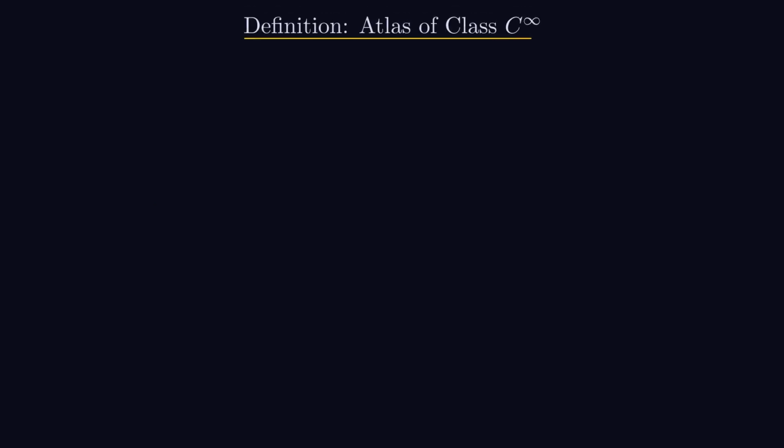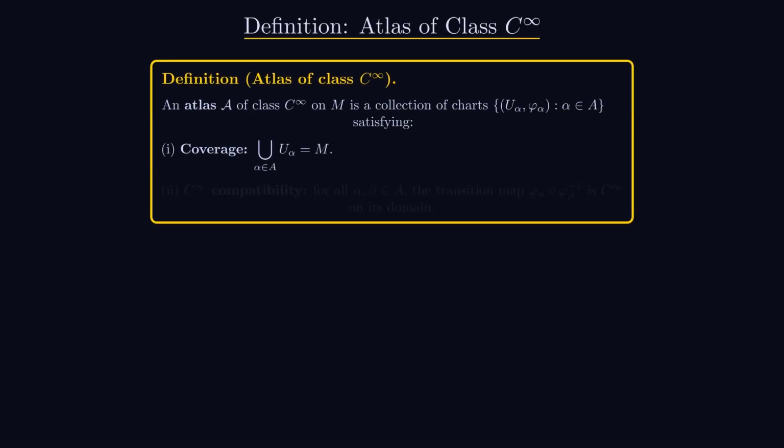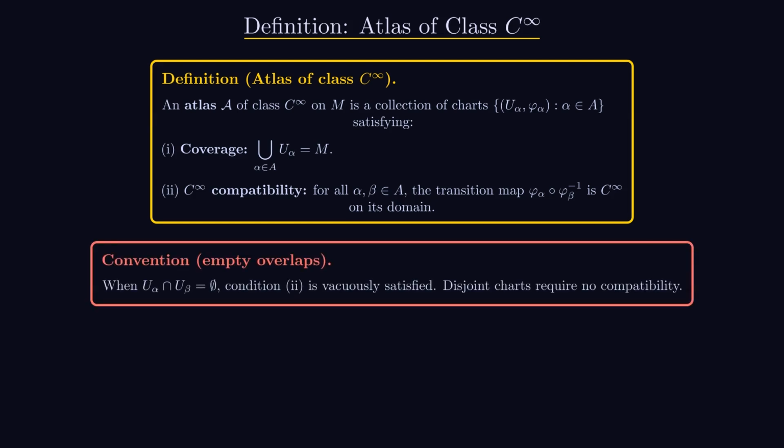An atlas of class C infinity on M is a collection of charts satisfying two conditions. Condition 1, coverage. The union of all coordinate neighborhoods is all of M. Condition 2, C infinity compatibility. For every pair of indices, the transition map phi alpha composed with phi beta inverse is C infinity on its domain. When the intersection of U alpha and U beta is empty, condition 2 is vacuously satisfied. Disjoint charts impose no compatibility requirement.